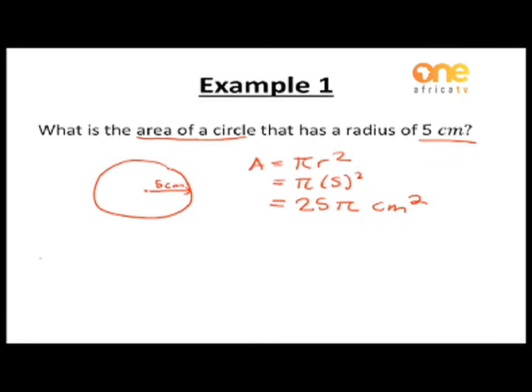Always remember, area is measured in square units. So if we start off in centimeters, our area will be in centimeters squared. If we were to start off in meters, our area would be in meters squared.